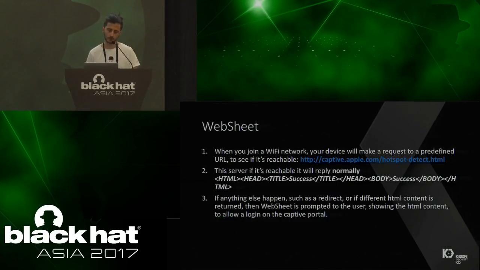So when you join a Wi-Fi network, your device will make a request to a predefined URL to see if it's reachable. And this URL is captive.apple.com/hotspotdetect.html. Actually, other devices follow a similar procedure, like Google querying their own server to see if it's reachable. And if the server is reachable, it will normally return to you this HTML content, like title success, body success. But if something happens to the connection, such as a redirect or a different HTML content being returned, then WebSheet will be prompted to the user, showing the HTML content or the redirect, in order to make the user log in to the Wi-Fi.